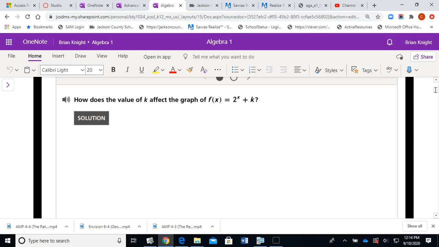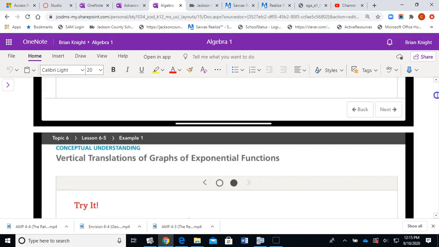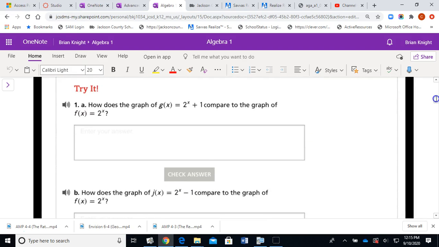So here it's saying, how does the value of k affect the graph? So where is k? Would that be considered on the outside or on the inside? Outside. So it's going to move it where? Up or down. Okay? Easy enough? All right. Then they give us one with an actual number.